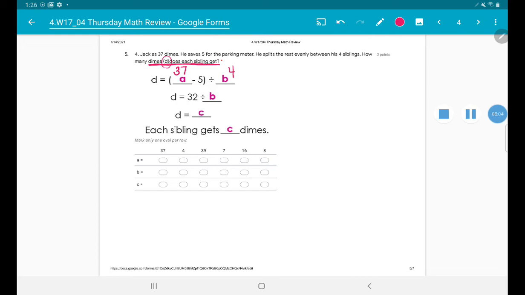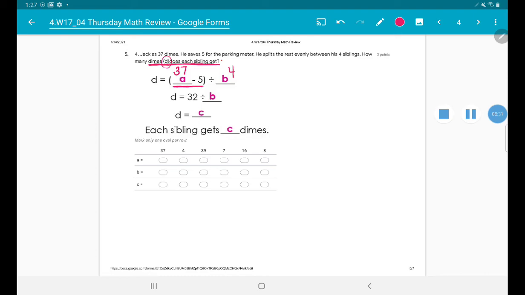Parentheses are for so you can solve in between. Okay. Yeah, so the parentheses tell us the order that we're going to work. Those parentheses are to catch your attention. They're saying, take care of me first. So before I can divide into the 4 equal groups, I've got to take away the 5 dimes that he's saving, right? That makes sense, doesn't it?